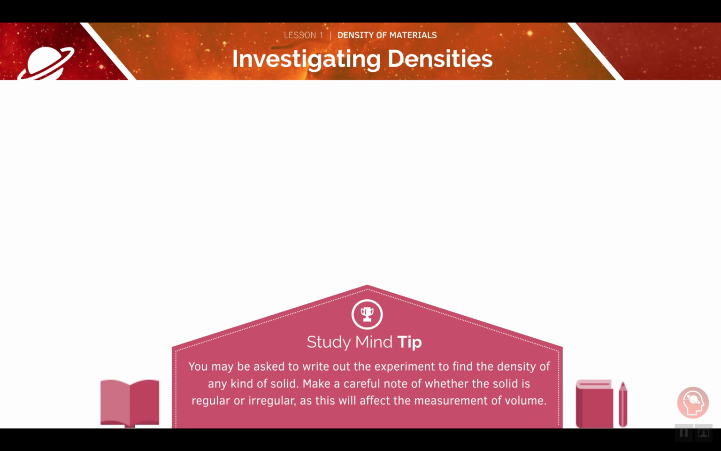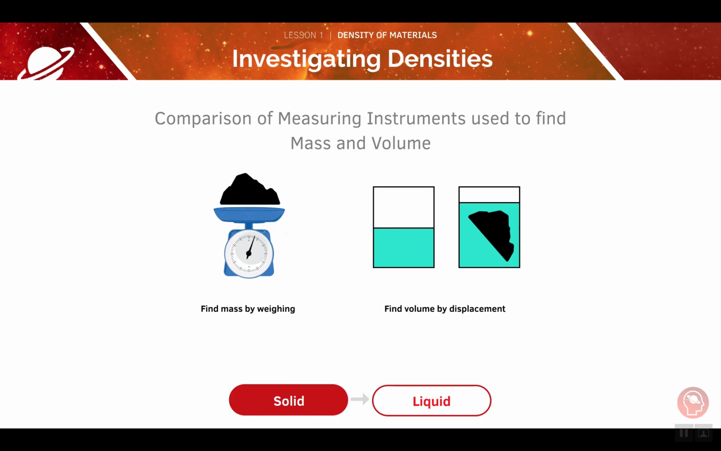You may be asked to write out the experiment to find the density of any kind of solid. Make a careful note of whether the solid is regular or irregular, as this will affect how you measure the volume. Let's look at the different ways to find mass and volume. We can find the mass by weighing and the volume by displacement, as we described earlier.